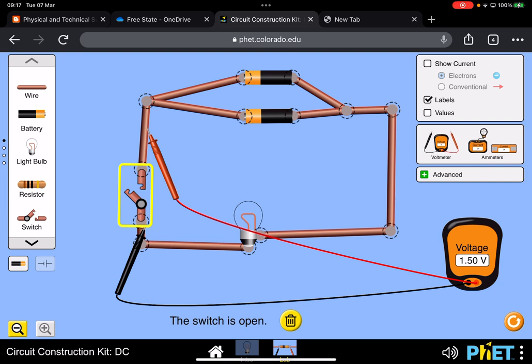I feel like if you had an open switch this side and you had another open switch that side, then it will still be 1.5 because you can't pass through that one. If you had an open one and a closed one, 1.5. Because it's open. Yes.